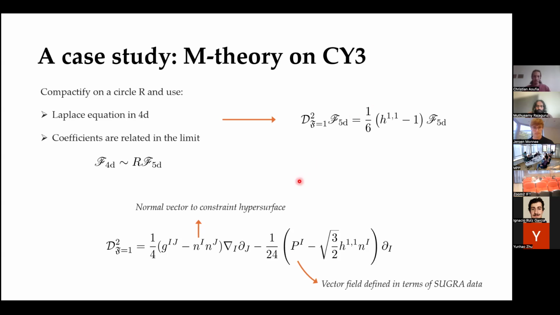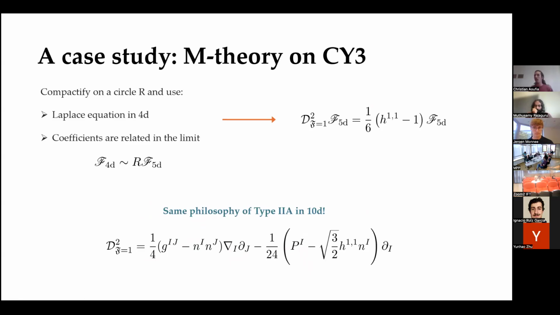So here we have a linear term defined in terms of this vector field P, which itself is defined in terms of supergravity data. And then we have this term here, which is written in terms of the normal vector to the constraint hypersurface. So we recognize this term to be nothing but the induced metric. And thus this first contribution is the Laplacian itself. So again, this is the same philosophy as type IIA, where the elliptic operator is given by the Laplacian plus a linear term.